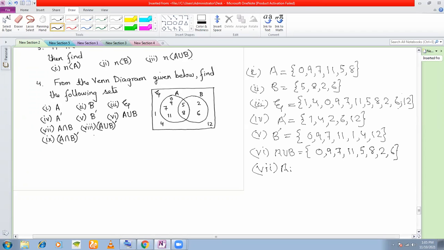A intersection B: the element only in the common part, this part. Only 5 and 8. Number 8, A union B complement.